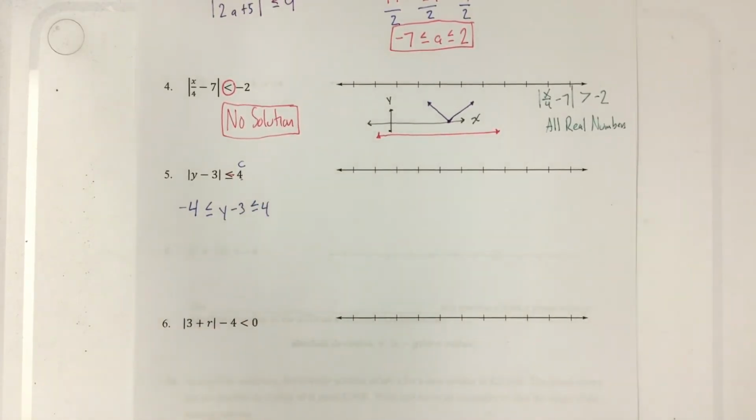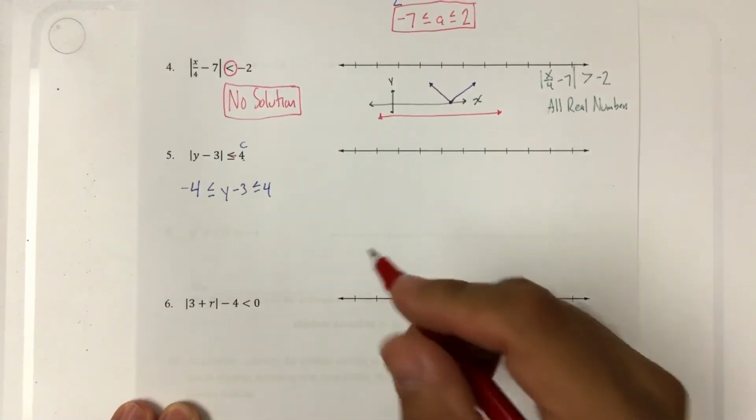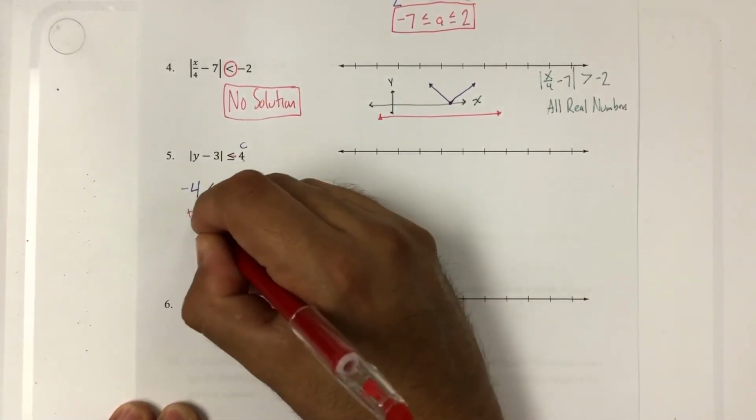Good. So -4 is less than or equal to y minus 3, which is less than or equal to 4. Good job. Now, from here, how do I isolate the y? Somebody else raise your hand. Add 3 to both sides in the middle. So we're going to add 3 here, add it to the right, and add it to the left.